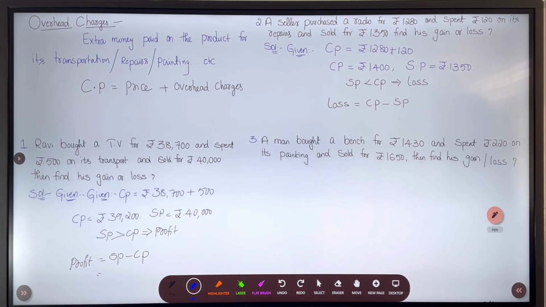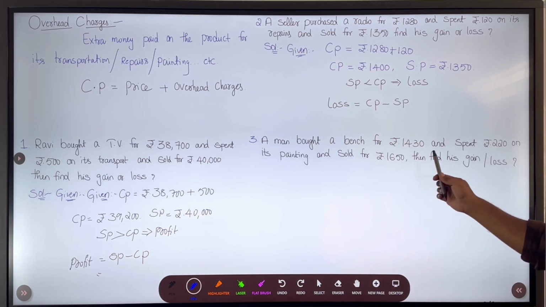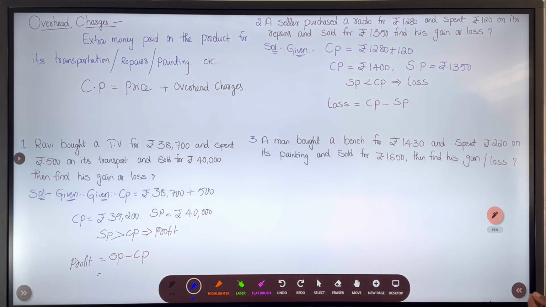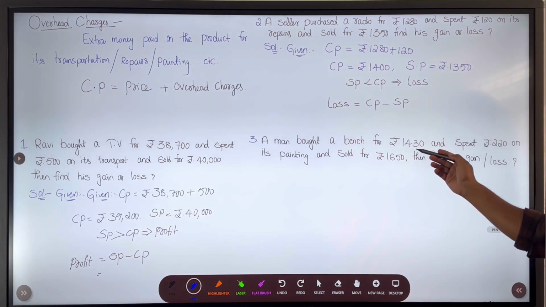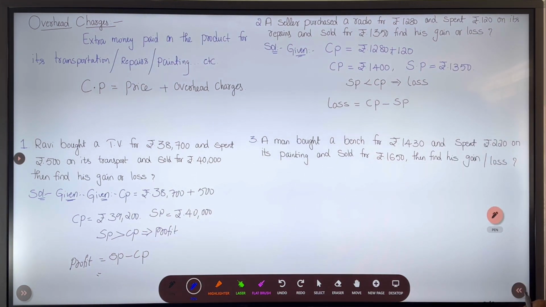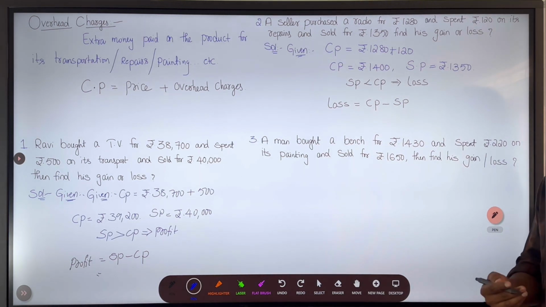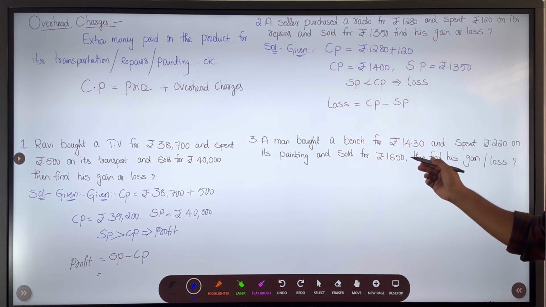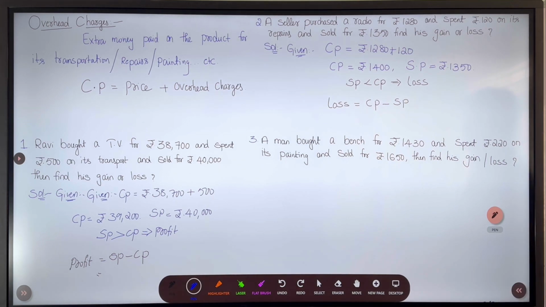A man bought a bench for rupees 1430. For that, how much did he pay? 1430 rupees, and spent rupees 220 on its painting. There are painting charges here. What is the painting charge here? 220 rupees is the painting charges, and sold for how much? We are selling it for 1650 rupees. Then find his gain or loss.